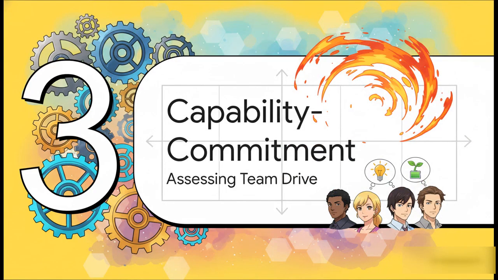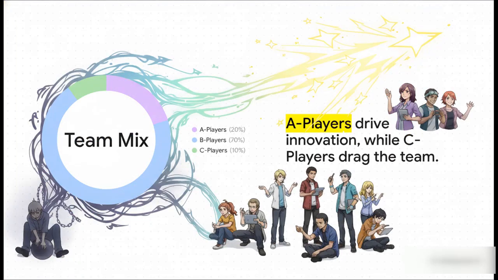That brings us to Section 3, the capability commitment matrix, assessing and managing team drive. Statistically speaking, if you look at thousands of teams across the board, the reality usually breaks down like this. 20% are your absolute superstar A players, the ones generating your breakthrough results. 70% are developing B players who are strong in either skill or motivation, but generally not both. And then, 10% are those toxic C players dragging everyone else down.